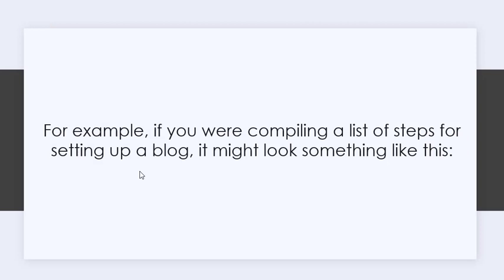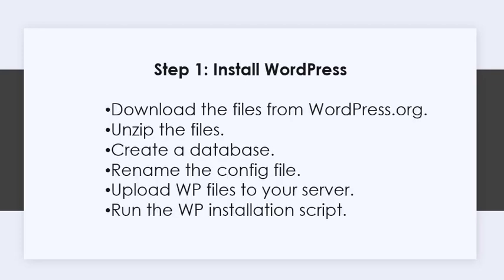For example, if you are compiling a list of steps for setting up a blog, it might look something like this. Step 1, install WordPress, and this would be your main step. The sub-steps would include: download the files from wordpress.org, unzip the files, create a database, rename the config file, upload WordPress files to your server, run the WordPress installation script.